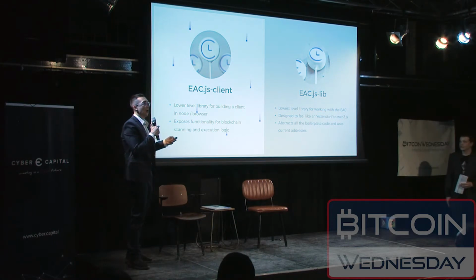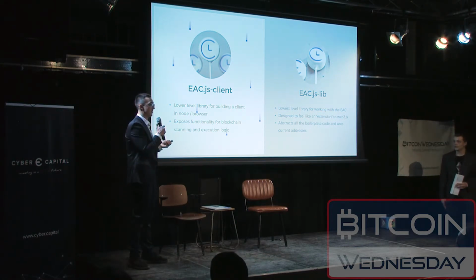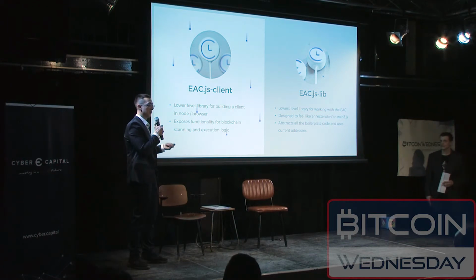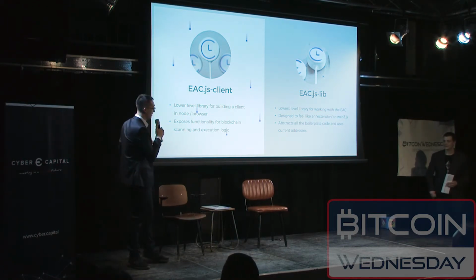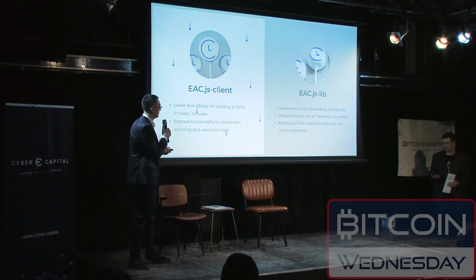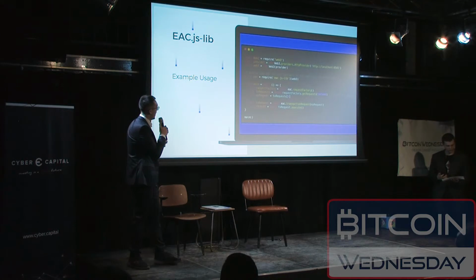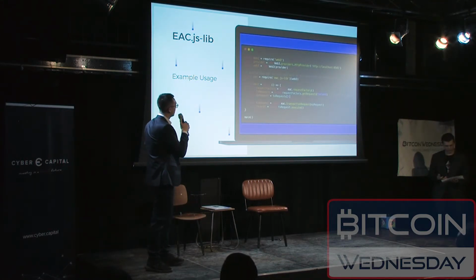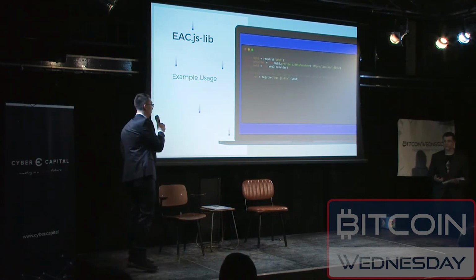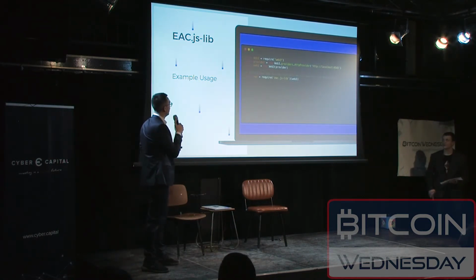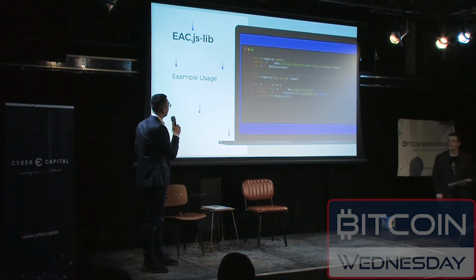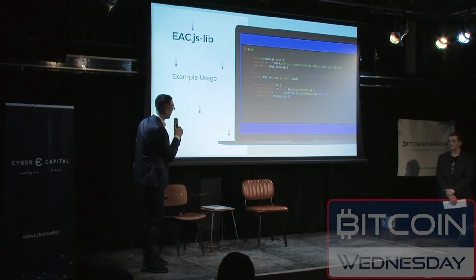The client are the pieces that make up the time node. If you want to write your own time node, this might be interesting to you. The lib is a lower level library to interact with the contracts. And this is the way it works. We designed it to be an extension on the Web3 library, which if you've done any Ethereum development, you're very familiar with. But you just instantiate the EAC object, and you basically have the contracts available for you from there.